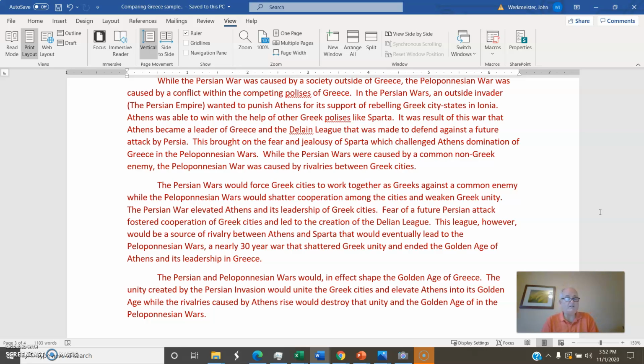Then for my conclusion, I have to take my two claims and connect them to the thesis. So I said the Persian and Peloponnesian Wars would, in effect, shape the golden age of Greece. The unity created by the Persian invasion would unite the Greek cities and elevate Athens into its golden age, while the rivalries caused by Athens' rise would destroy the unity. So I'm looking at the causes and impact of both of those wars, and that sums it up pretty well.